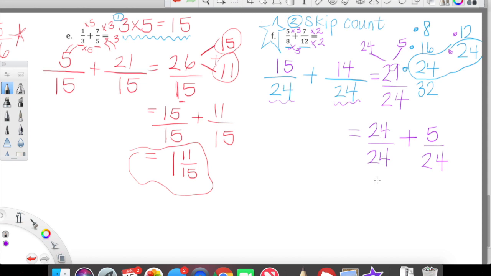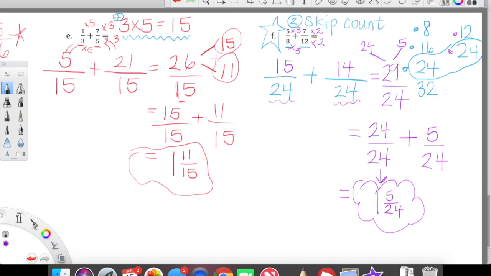This is just going to get us to a mixed number, a more precise version of this improper fraction. 24/24 we can rewrite as whole number 1. So we will be looking at 1 and 5/24. Final answer. Very cool stuff, you guys.